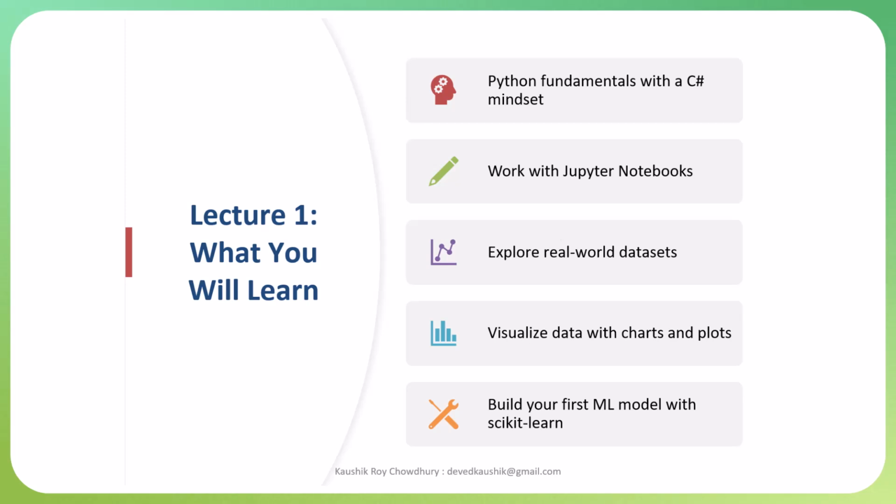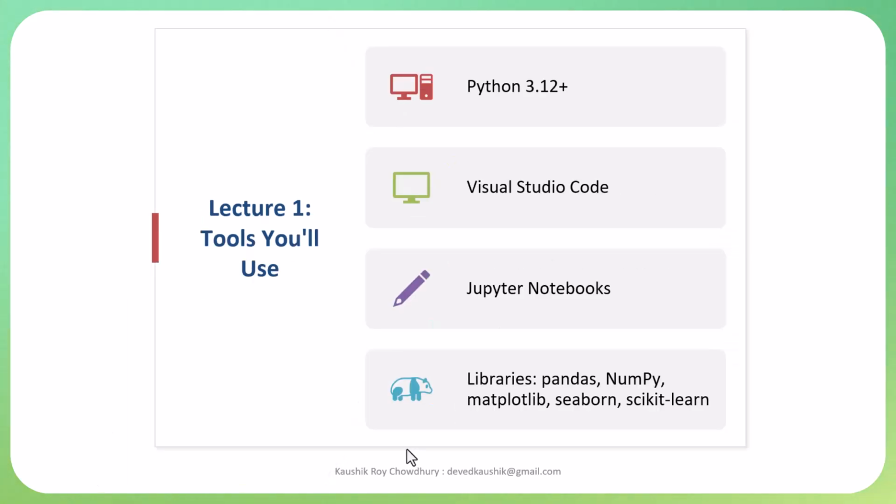Now, who is this course for? If you know C Sharp or .NET and want to get into Python plus data science, you're in the right place. If you are a backend developer trying to understand data workflows, this course is for you also. And if you are switching careers or expanding your skill set, I have designed this to be simple, clear, and actionable. And the tools you will use: Python 3.12 or newer, Visual Studio Code, Jupyter notebooks inside Visual Studio Code, and some cool real datasets in CSV and JSON.